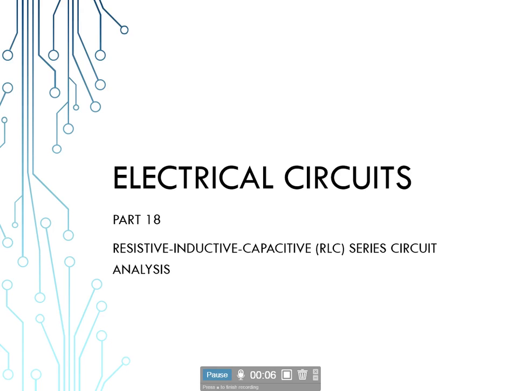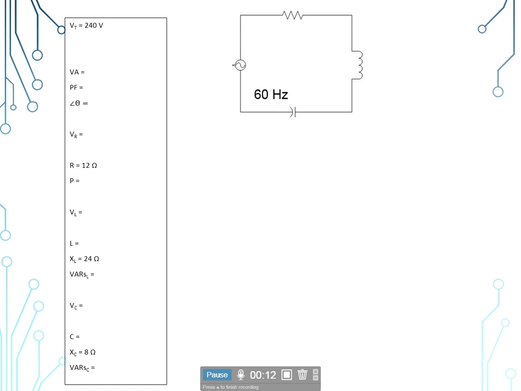We'll discuss resistive inductive capacitive, or RLC, series circuit analysis. As you see in the schematic, we have the series circuit. We leave the power source with one path coming through the resistor, still one path coming through the inductor, still one path going into the capacitor, and coming back out of the capacitor, we still only have one path. We have 60 hertz for our frequency, 240 volts for our total voltage. We have a resistance of 12 ohms, an inductive reactance of 24 ohms, and a capacitive reactance of 8 ohms.